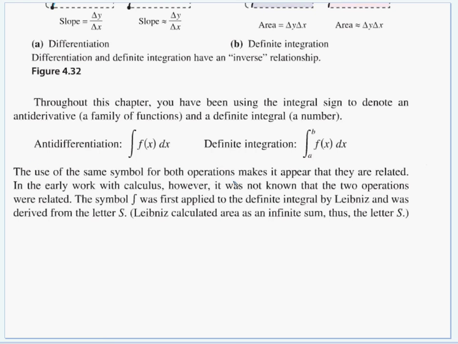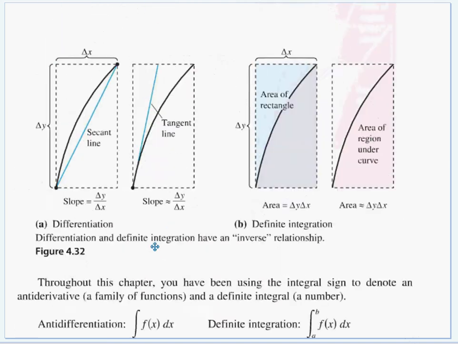So the use of the same symbol for both operations makes it appear that they're related. In early work with calculus, however, it was not known that these two operations were related. The symbol was first applied to the definite integral by Leibniz and was derived from the letter S. Leibniz calculated the area as an infinite sum, thus he used the letter S.